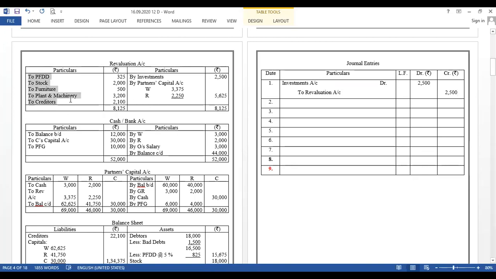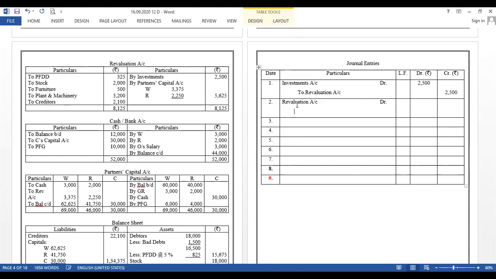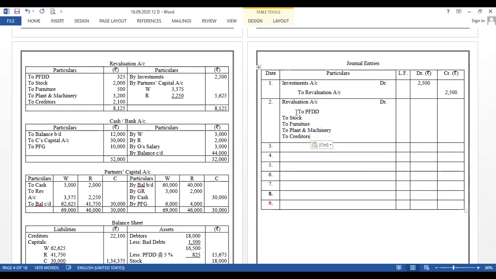Next, from the debit side we have losses. You can see these are all losses. So since they are losses, I have to debit the revaluation account. Okay, so let me debit revaluation account. All these amounts appear on the debit side, so it's a loss. To what? To all these items: to provision for doubtful debts, to stock, to furniture, to plant and machinery, to creditors. Revaluation account debited to provision for doubtful debts, to stock, to furniture, because all these amounts are debited. The total amount is 8,125.